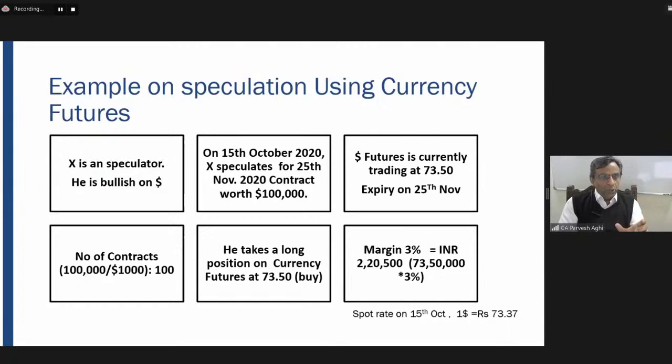Okay. He gets into a contract to buy dollar at 73.50. He thinks the dollar will go up and he's going to make money. So he enters into a contract with someone to buy the dollar at 73.50. If the dollar goes up, he makes money. If the dollar goes down, he loses money.